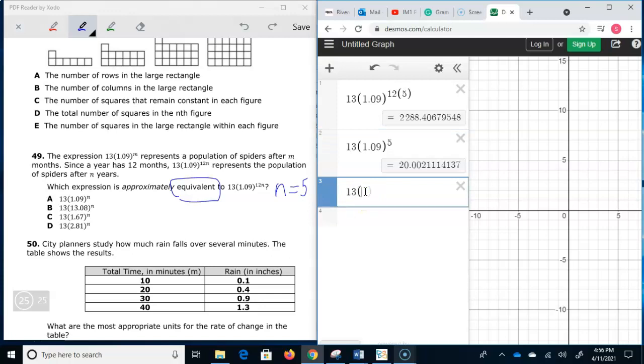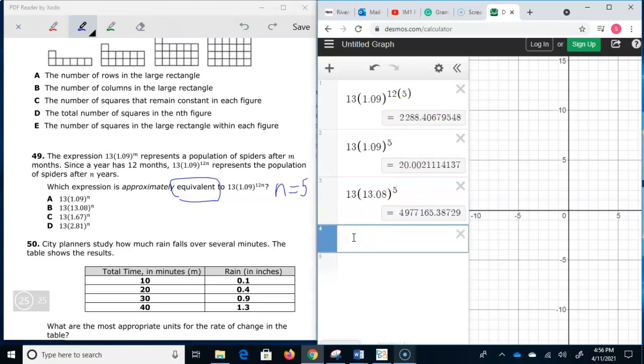The next one is 13 times 13.08 to the 5th. I would have probably also skipped over this one because multiplying something by 13 over and over and over is going to give us a very, very large number, and our number is not super large. But I went ahead to show you and plug in the 5, and you get 4,977,165. So nowhere close to the 2,288.